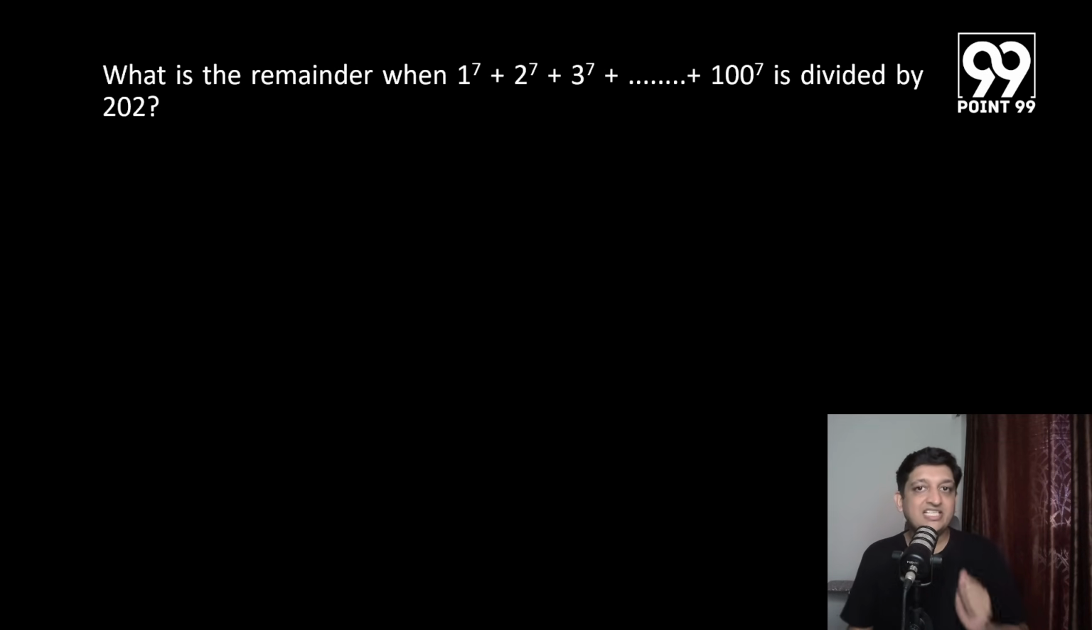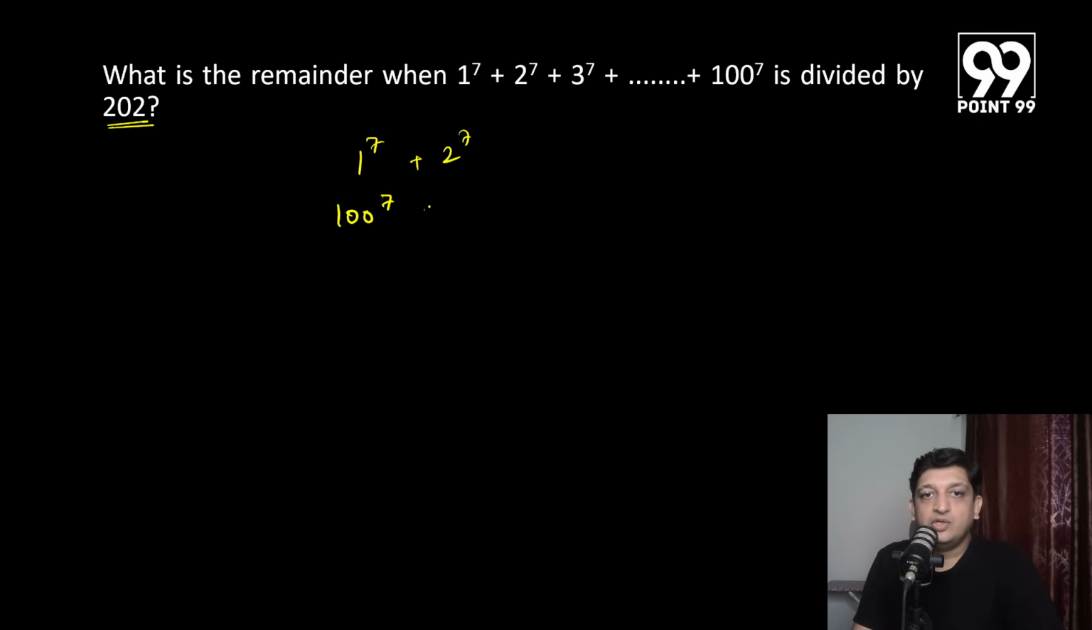Now this is again something that is based on remainders. 1 raised to 7 plus 2 raised to 7 plus 3 raised to 7 till 100 raised to 7 is divided by 202. Now instead of getting into the whole form of, okay, we are looking at AP raised to an odd number and so on, you basically combine the extreme terms. 1 raised to 7 plus 100 raised to 7, 2 raised to 7 plus 99 raised to 7, and so on till the time you reach 50 raised to 7 plus 51 raised to 7. This is what we are looking at here.